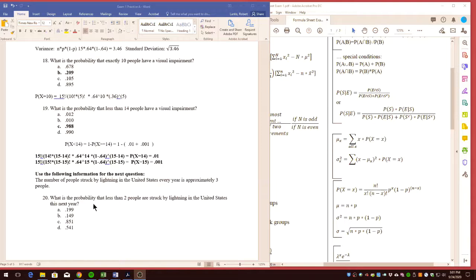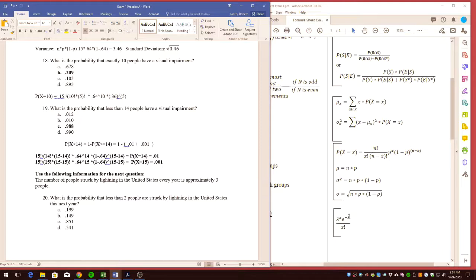So the next question that we want to work through will not be binomial, but I'll work through a quick Poisson one here at the end of this exam. Let's assume the number of people struck by lightning every year is approximately 3 people. What would be the probability that less than 2 people are struck by lightning this year? First of all, we've got a time interval, 1 year. We know the average rate over that year, so we should be using the Poisson distribution, or the probability mass function for the Poisson. Our lambda is the average rate, which we're told is 3.